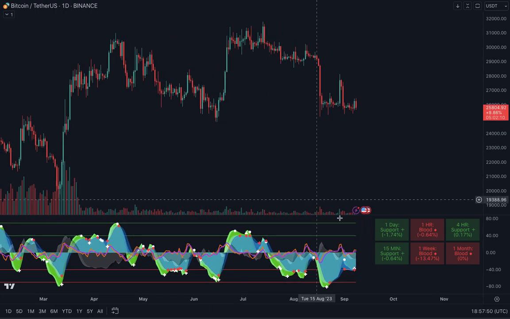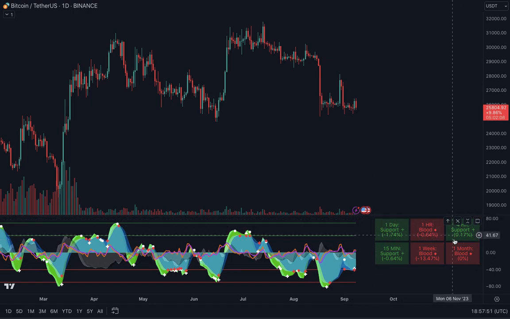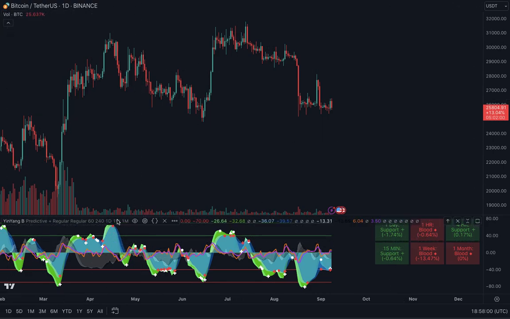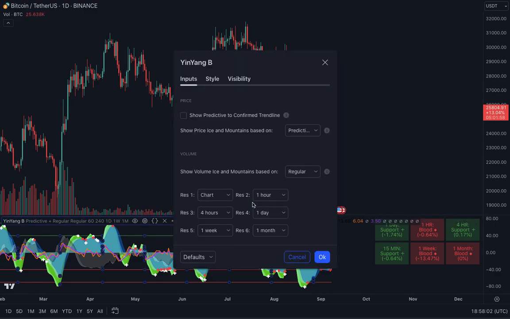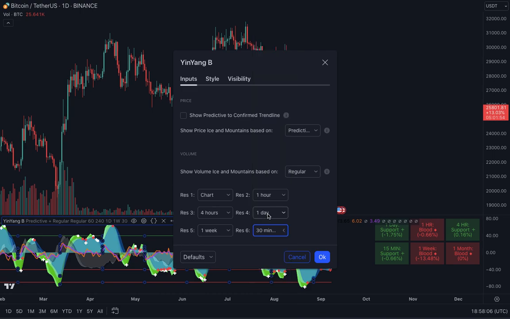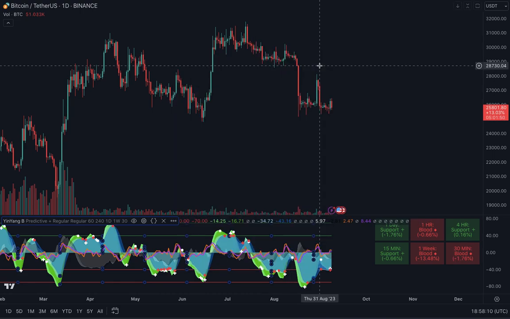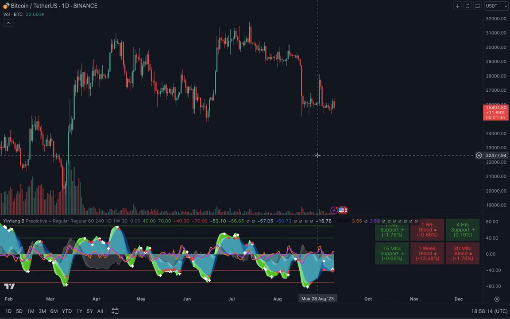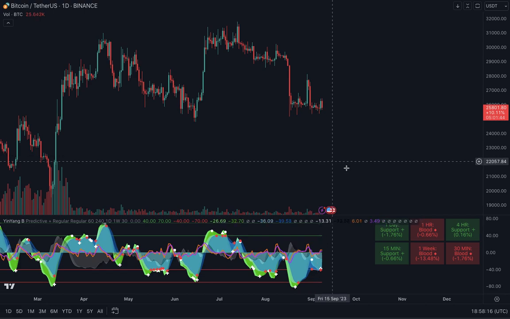But there might be something you're wondering: what are these tables over here? So these tables are basically displaying, and you can modify which data you want to see in there, just simply going in here. Say you didn't want to see the 1 month and you wanted to see the 30 minute. Well, you can change that. What it does is it means you're not changing time frames all the time, and you can just stick on whatever you like to stick on.